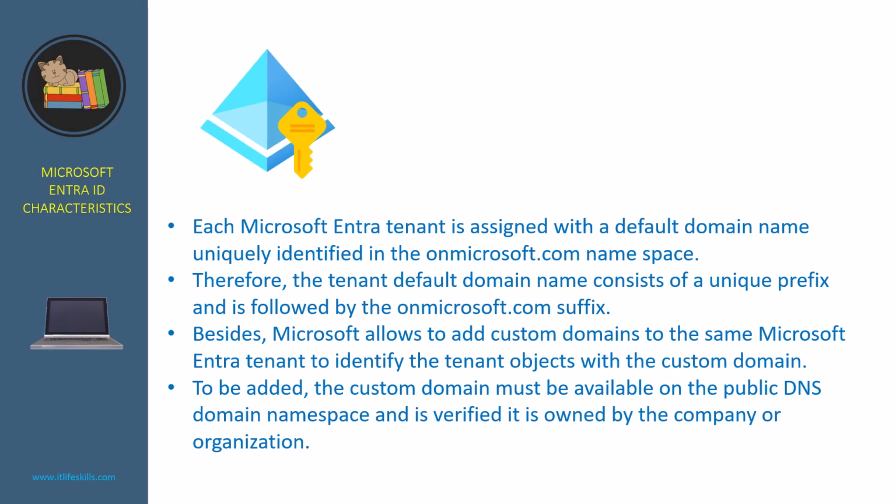Let's learn about the first characteristics of Microsoft Entra ID. As you may know, each Microsoft Entra tenant is assigned a default domain name uniquely identified in the onmicrosoft.com namespace. Therefore, the tenant default domain name consists of a unique prefix followed by the .onmicrosoft.com suffix. For example, itlifeskills.onmicrosoft.com. When a new object is created in the tenant, it is identified by the default domain name.